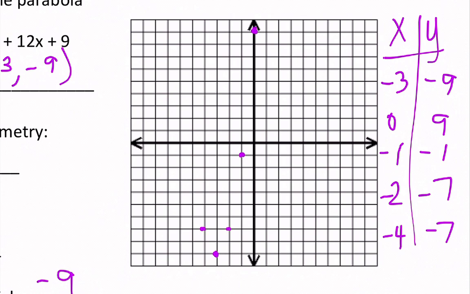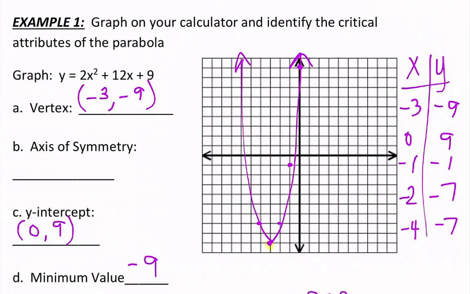So remember, we said -3, -9 was our vertex. That was the very bottom point. So from here, I'm going to turn this into a U-shaped graph. Okay, not perfect. I was supposed to go through that line, but you see. Okay, so that's roughly what it looks like.